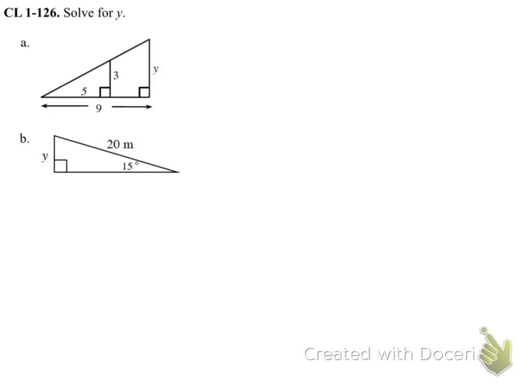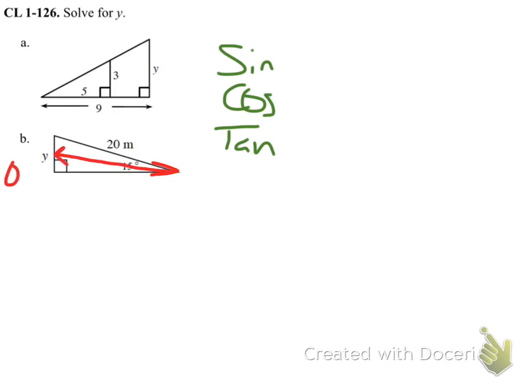Problem B is a little bit different. Problem B, now we're given an angle measure. So once we're given an angle measure of a right triangle, now we're going to be using either sine, cosine, or tangent. So based off of this problem, this is the angle that's given to me right there. Opposite of that is y. So that is the opposite side. 20 is now my hypotenuse as well.